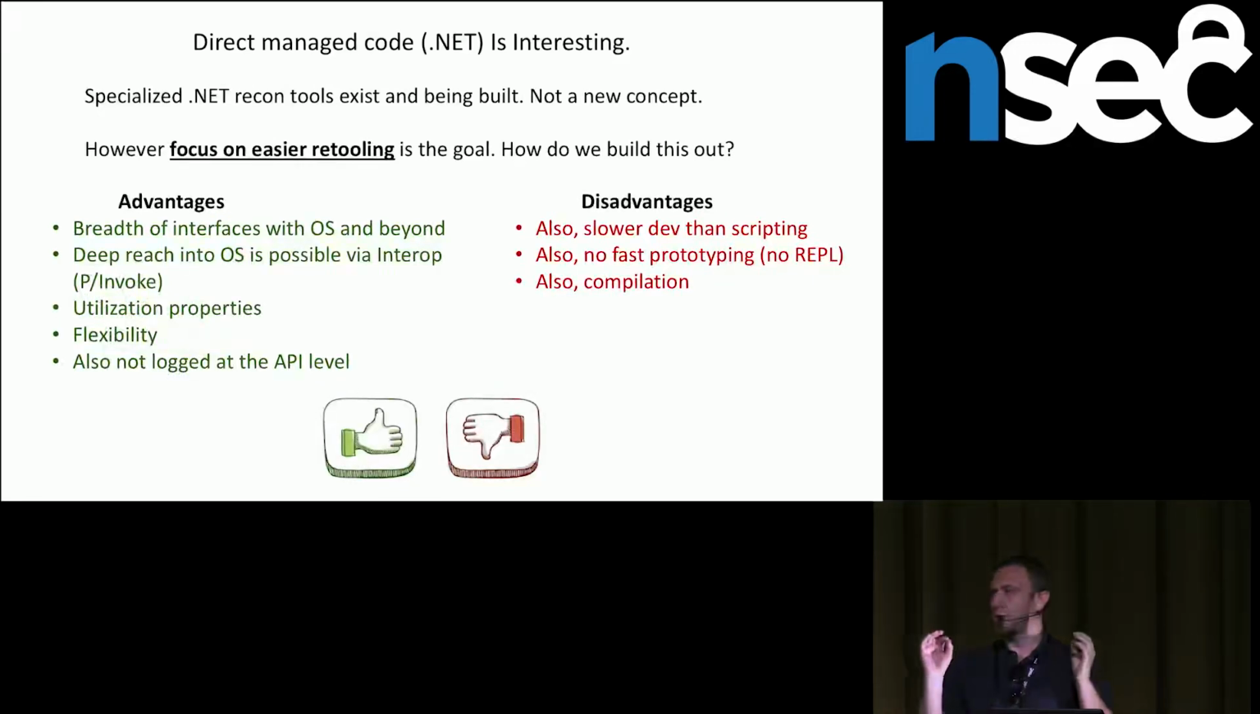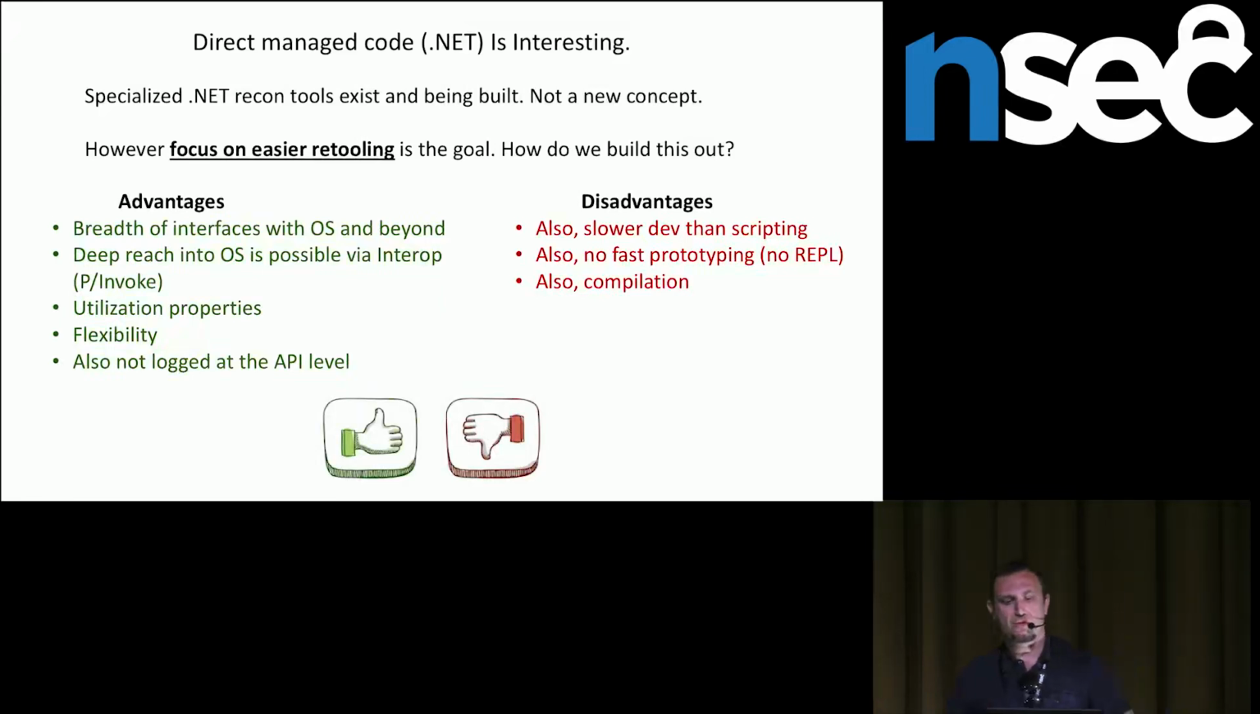A wealth of very well developed features that target anything from network communication to host communication. You can reach deep into the operating system with process invocation or platform invoke. And you have ubiquity, meaning .NET is available on at least the latest Windows machines. It's fairly flexible, and to solve our problem initially, it's not logged at the API level, at least for now, right? If PowerShell is logged, then .NET is not logged right now.